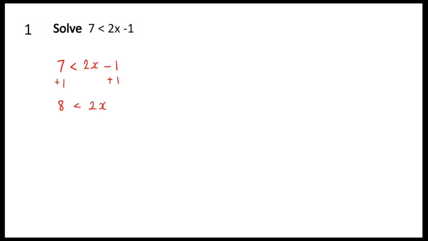And then lastly, to get x by itself, I would divide both sides by 2. That gives us that 4 is less than x. Now that has therefore solved the inequality. However, sometimes we like to write the x at the front. So just bear in mind that it's saying that 4 is less than x. So if I was to swap this round, that means that x is greater than 4. So notice how the inequality sign switches. Both of these answers are perfectly fine.